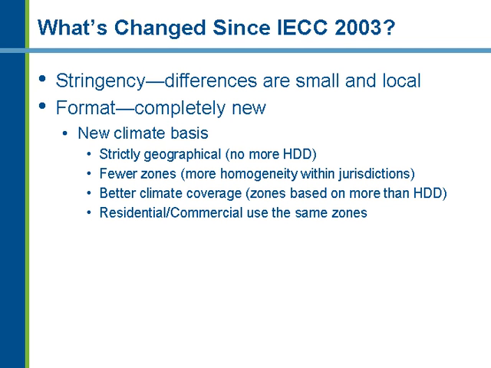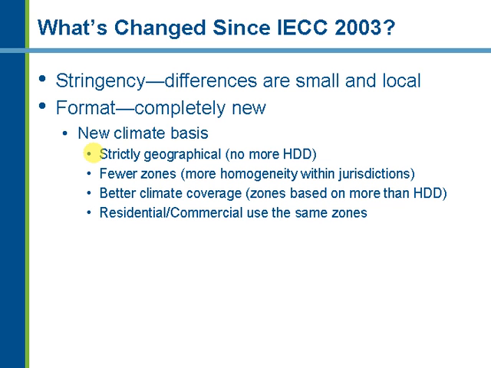First and foremost, there is a completely new climate basis for the new code. The new code is based entirely on geographically defined zones. In other words, the zones are defined along county and state lines. There are no more dependencies directly on heating degree days or any other climate variable. This results in fewer overall zones, if you want to consider them zones.